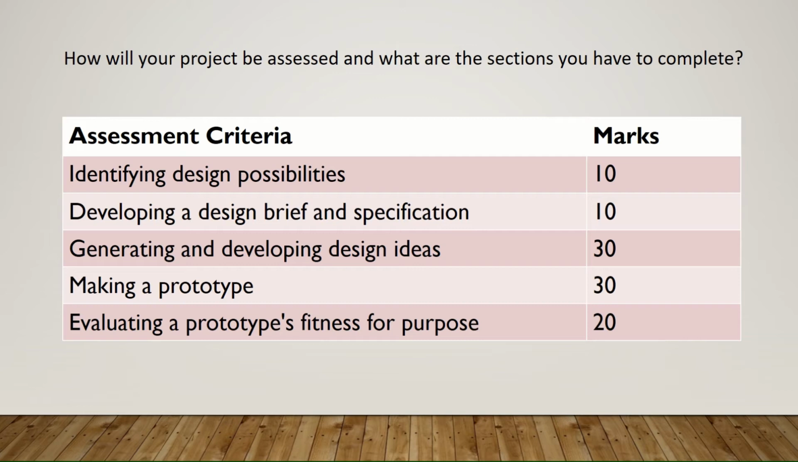So you can see the marks are split: 10 marks for identifying different design possibilities or design briefs within those contexts, coming up then with a design brief and a specification, and then the bulk of the marks you can see is for coming up with a range of design ideas, but that includes making models, CAD drawings, and the word we use is iterations, different versions and different improvements upon your design ideas. So that's a breakdown of the marks.